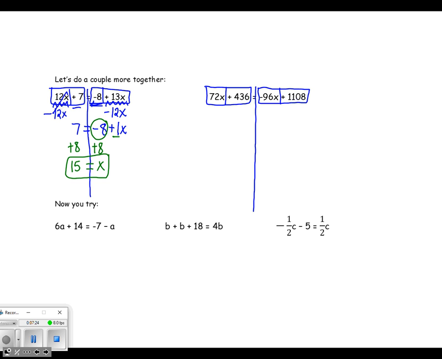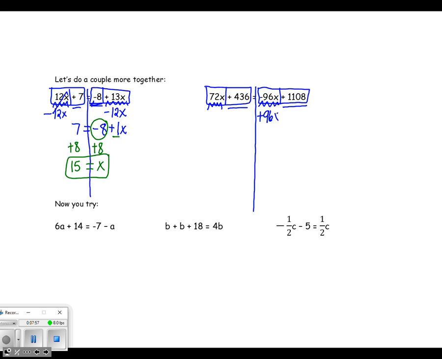and identify them. Variable, constant, variable, constant. Nothing on the same side that I need to combine. So I'm going to go ahead and decide which one to eliminate. Now, this is a situation where I've got 72x and I've got a negative 96x. Negative 96 seems like it should have more value because 96 is more than 72, but the 96 is negative. And to undo that, I'm going to add, so that's going to keep everything positive.